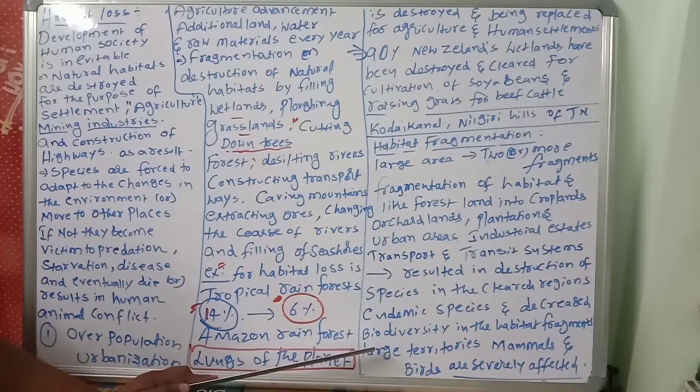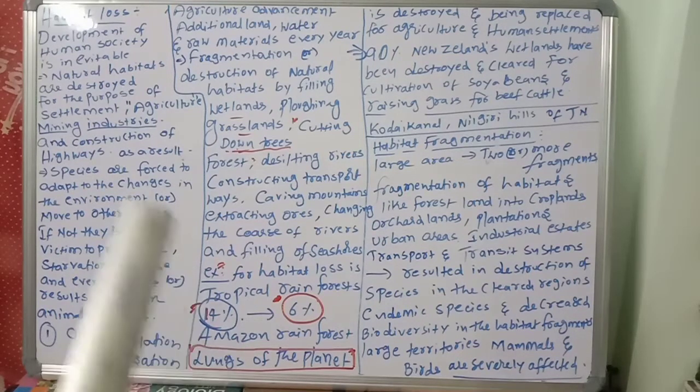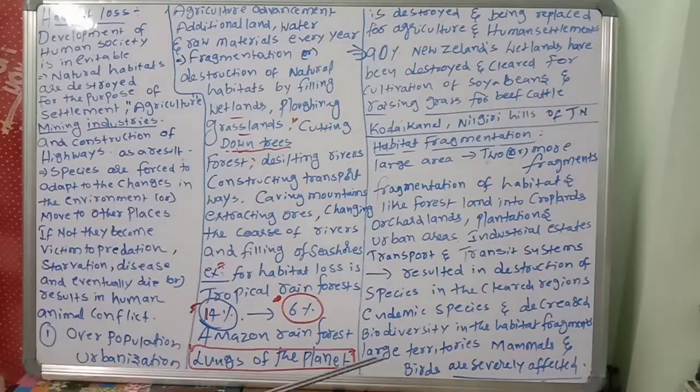Animals require large territories. If they cannot, they will die, unable to move from one place to another. Birds and animals are severely affected and going extinct because of these large problems: habitat fragmentation, mining industries, ploughing, cutting down trees, and cultivation of soya beans. These are the major reasons for our habitat loss and habitat fragmentation. The best example is birds, which are severely affected, like sparrows. Next class we will discuss overexploitation.